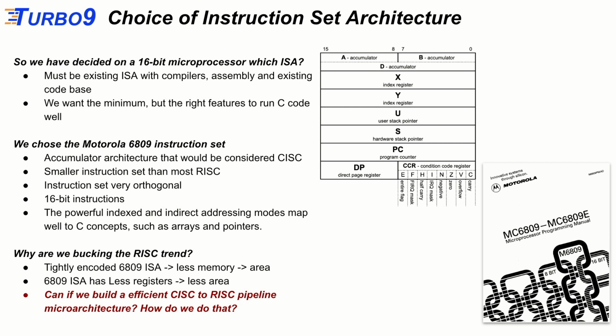And so why are we bucking the RISC trend? Like I said earlier, a tightly coded 1609 instruction set architecture is going to mean less memory, which means less area.